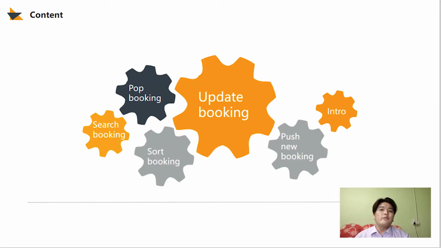CA19109. This presentation video will be divided into 6 parts, which is Introduction to the UMP Sports Center Booking System, Push New Booking, Update Booking Details, Pop Booking Details, Search Booking Details, and Sort Booking Details.